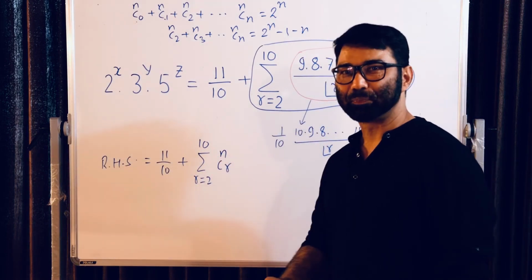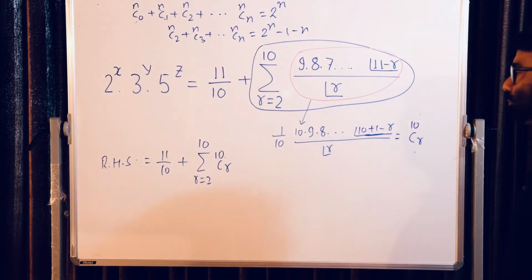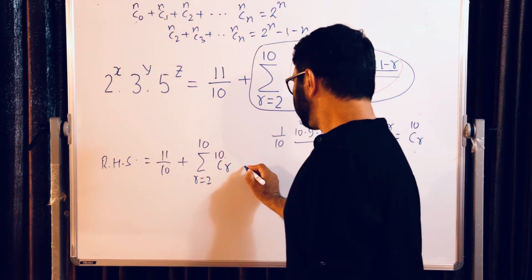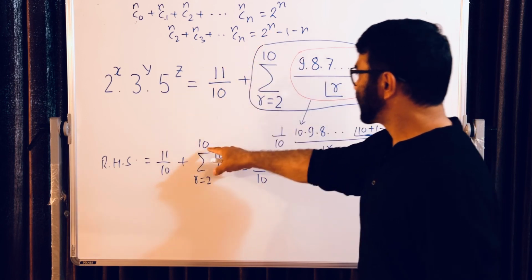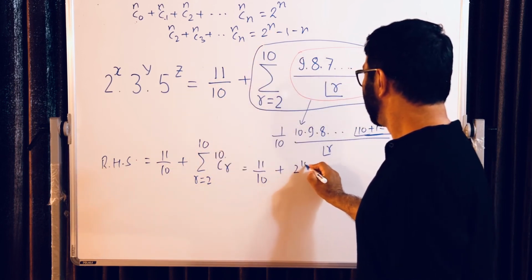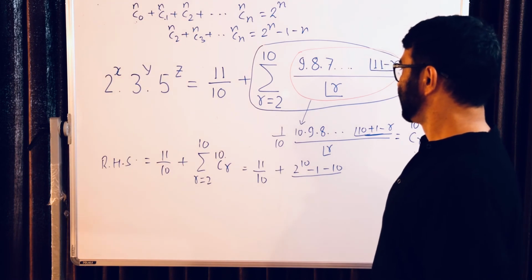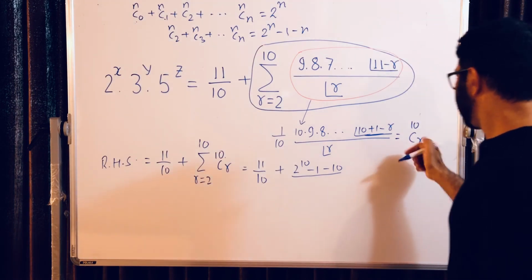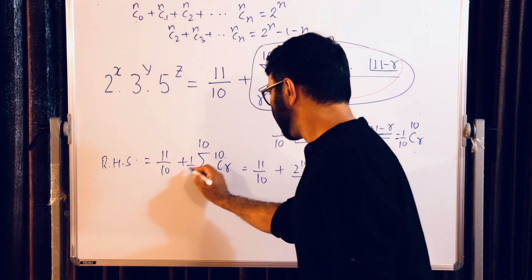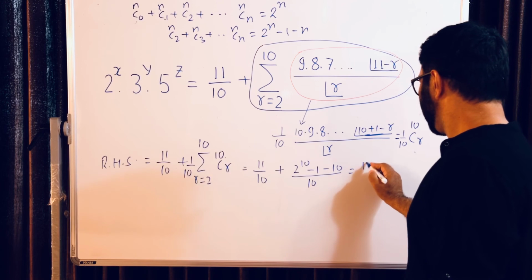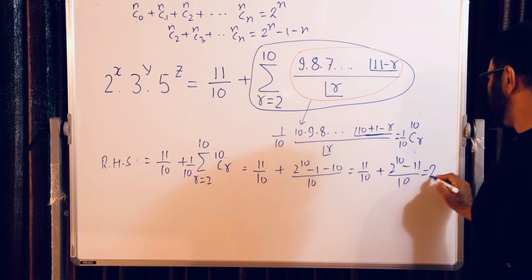Just look at the series. Here n is 10. It means the sum of this series will be 2 to the power 10 minus 1 minus 10, and this is 10 CR, and I should write 10 here also. So this will be 11 by 10 plus 2 to the power 10 minus 11 by 10, and this is simply 2 to the power 10.